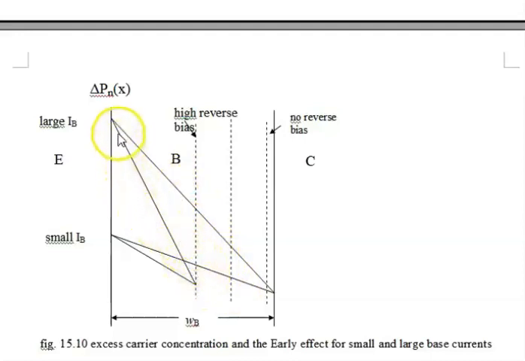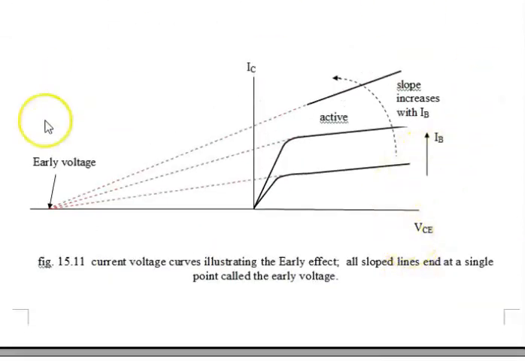And that is shown by, I probably should have made this a different color, but this is low reverse bias. This is high reverse bias. And notice that the slope here is much, much greater. Not only that, the slope increase is greater for large IB than it is for small IB. And that is all summarized in this diagram right here. So instead of being horizontal, they have an increased slope.